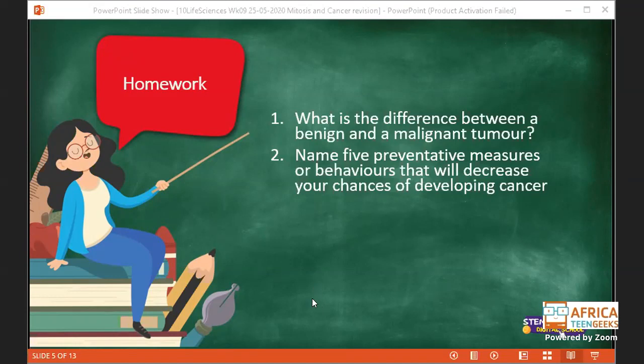Right, beautiful. Okay, and let us continue then. So remember, it's what is the difference between a benign and malignant tumor? And the second question is, name 5 preventative measures or behaviors that will decrease your chances of developing cancer. Right.